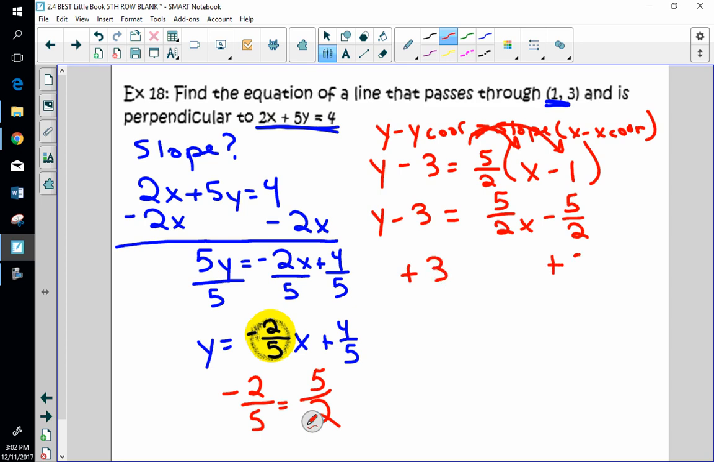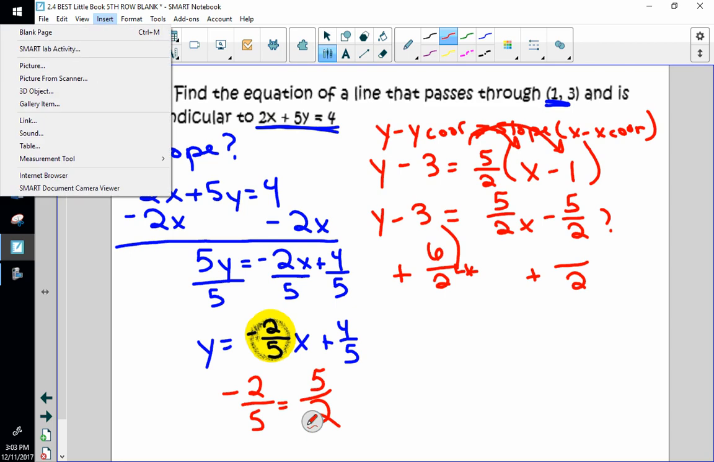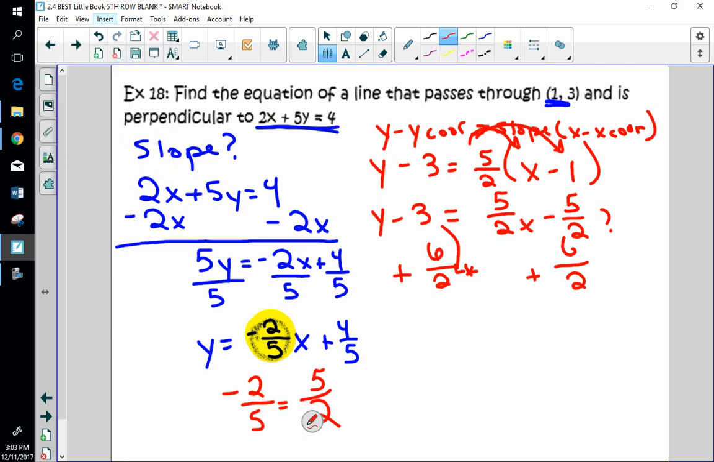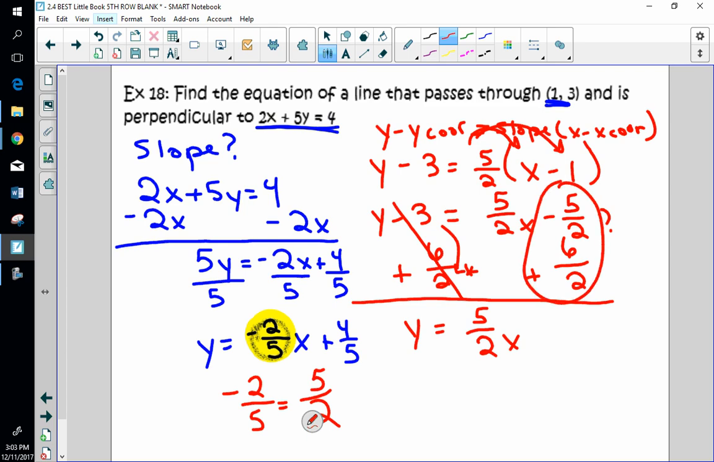But wait, when you add 3 to both sides, it needs to be halves because of that 5/2. So I'm going to add 3, but I'm going to make 3, again, look like halves. How many halves are in 3? Well, you take 3 and you multiply it by 2. So there's 6 halves. So I'm going to add 6 halves to both sides. And that will give me y equals 5/2 x. And when you add up a negative 5/2 and a positive 6/2, you get 1/2.